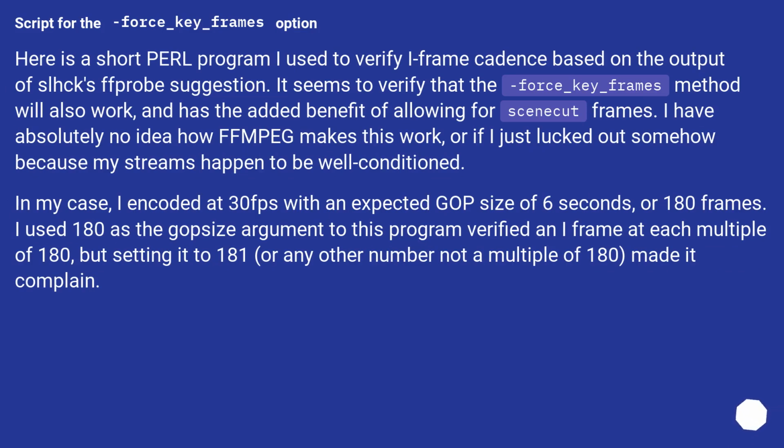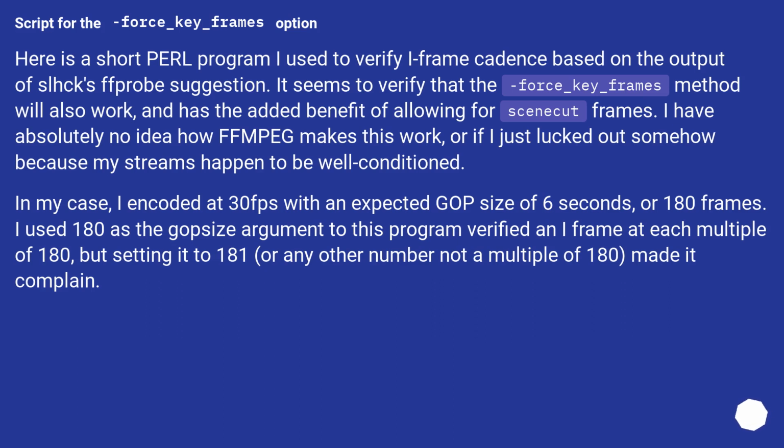Script for the force_key_frames option. Here is a short Perl program I use to verify a frame cadence based on the output of ffprobe. It seems to verify that the force_key_frames method will also work, and has the added benefit of allowing for scene-cut frames. I have absolutely no idea how FFmpeg makes this work, or if I just lucked out somehow because my streams happen to be well conditioned.